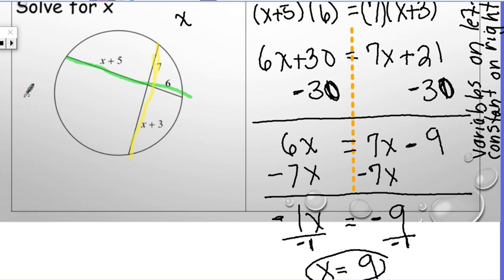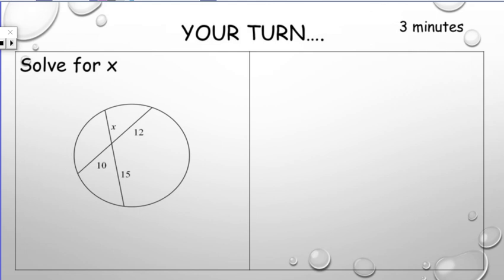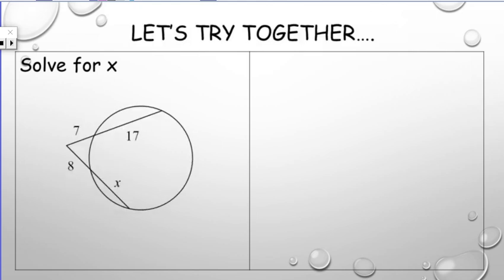All right, so here's what I need you to do. Go through, complete this one, this one, this one, and this one. And then we'll come and do this one together.